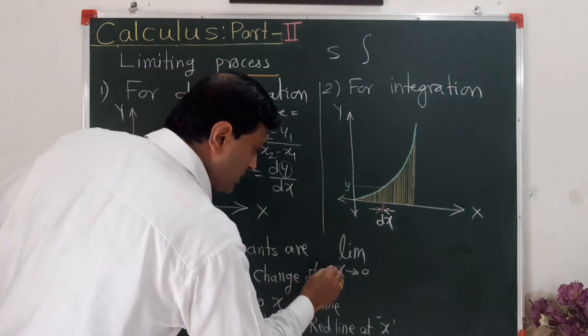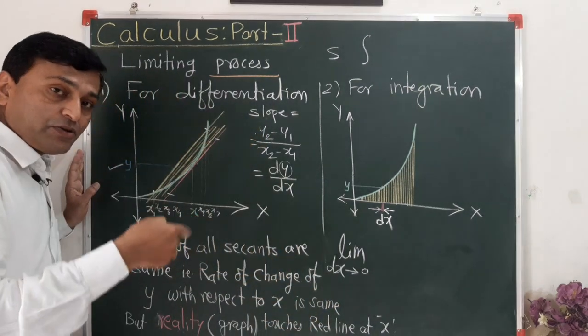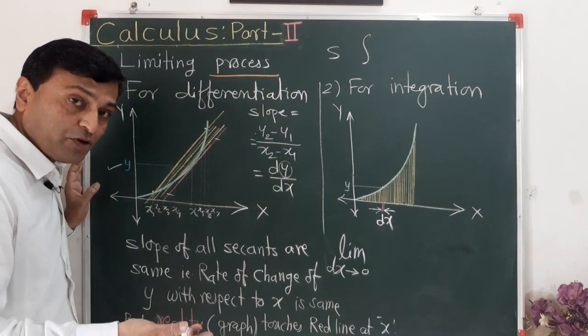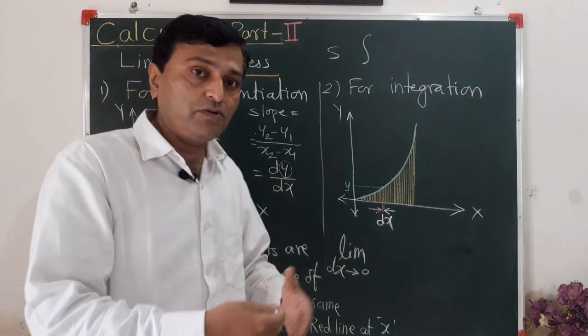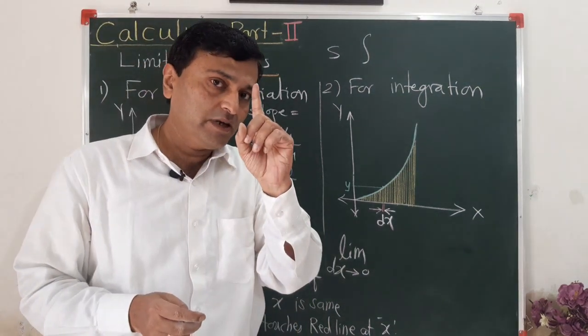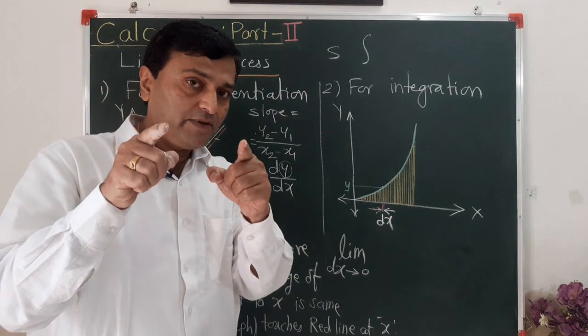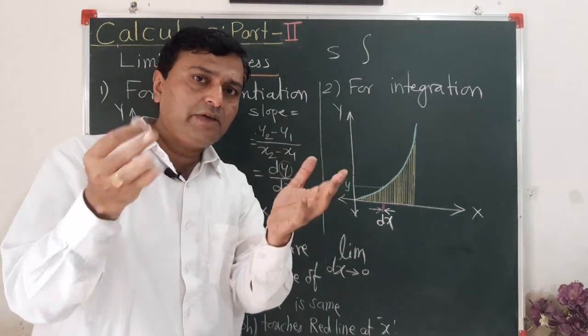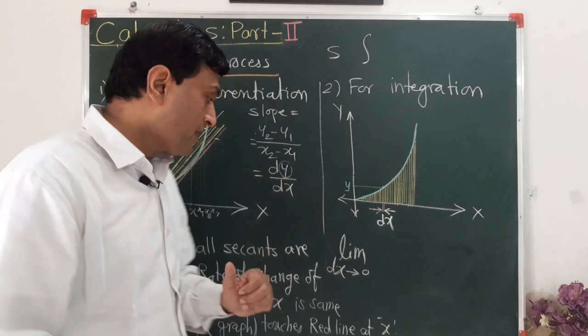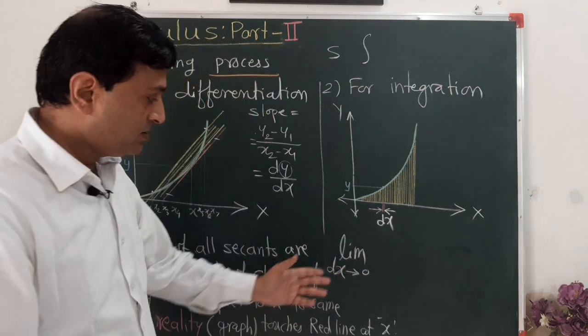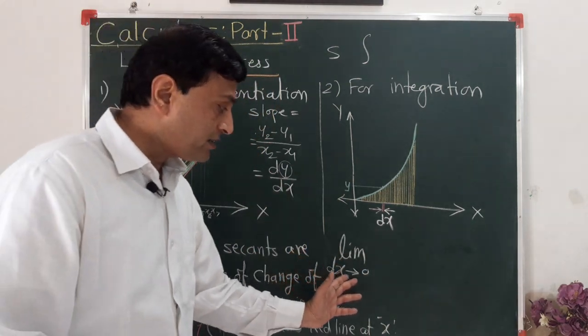In proper way, it must be dx tends to 0. Tends to 0 means tending towards 0, meaning our infinitesimal value. Remember, you can't imagine infinitesimal. You can imagine very, very small. Okay, of what? Limit delta x tends to 0 of what?